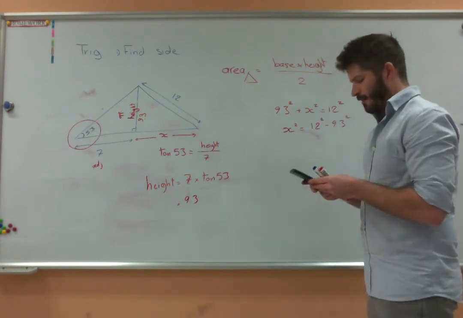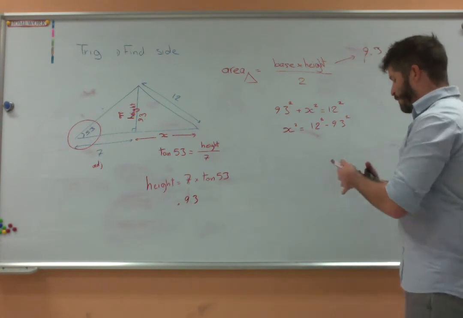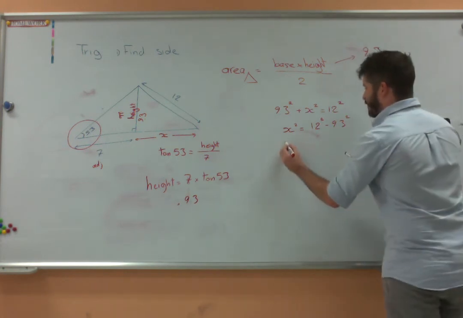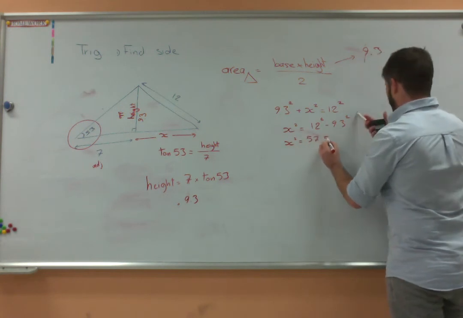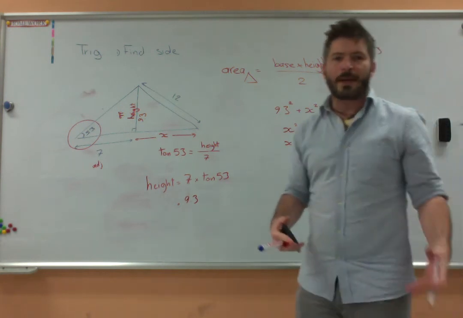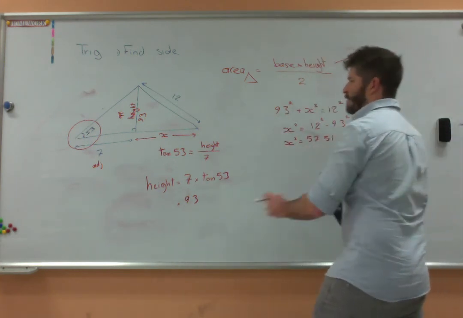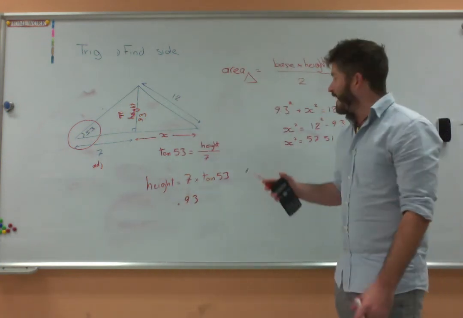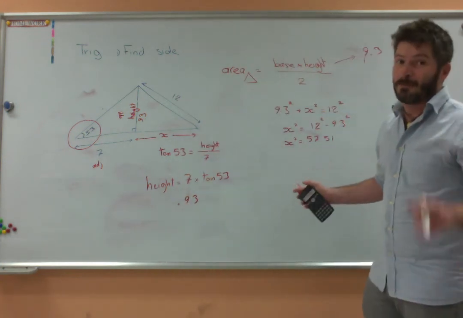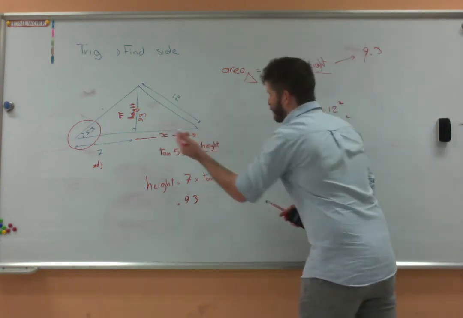And you're going to get, give me a second, 57.51. x squared is equal to 57.51. Whoa, that is a very big value. How is this possible that we have 57 and 7 here? Well, the reason is that x is not equal to 57. It's x squared.